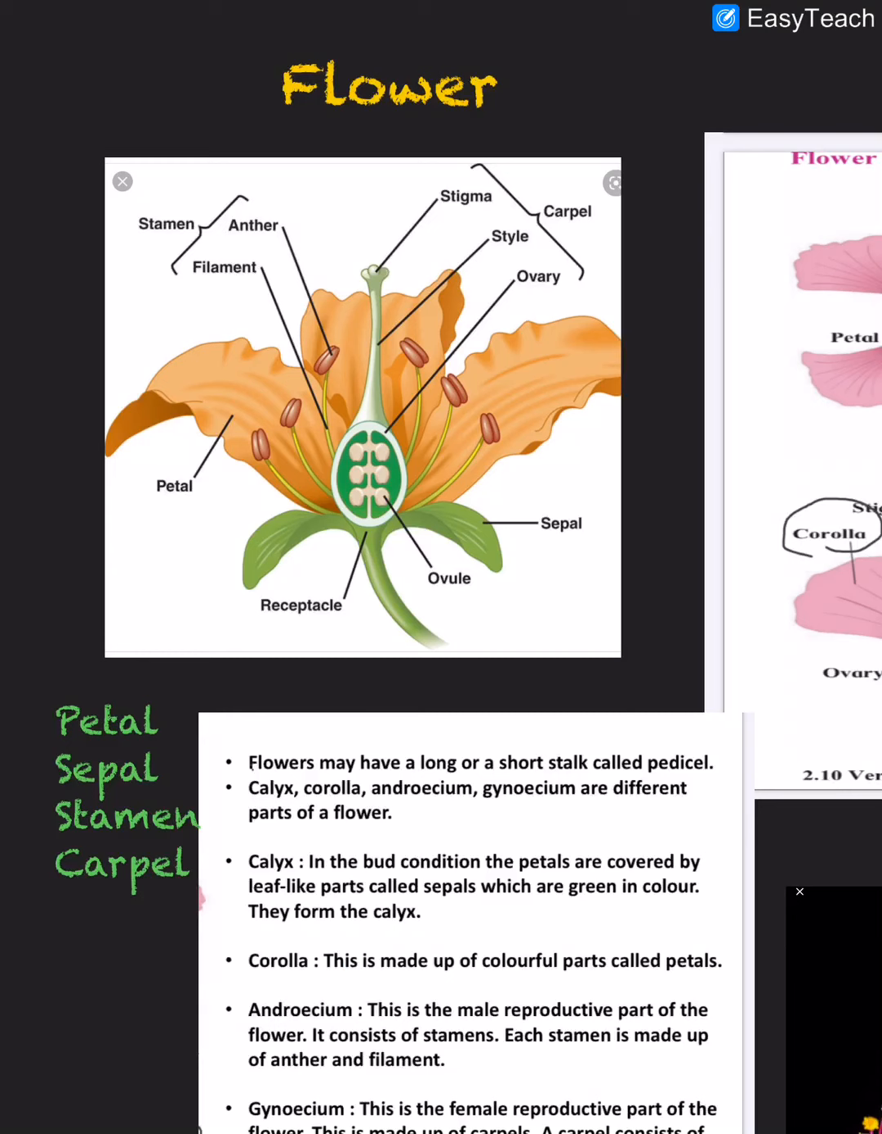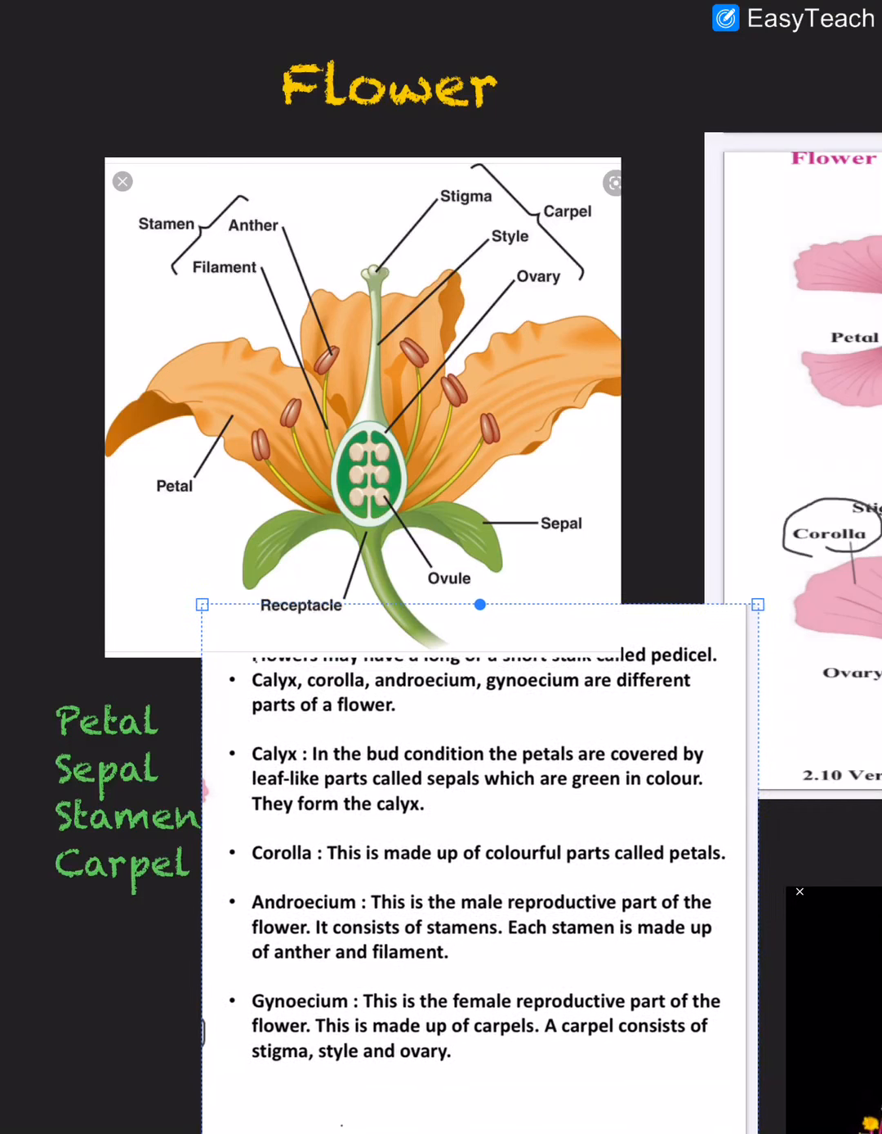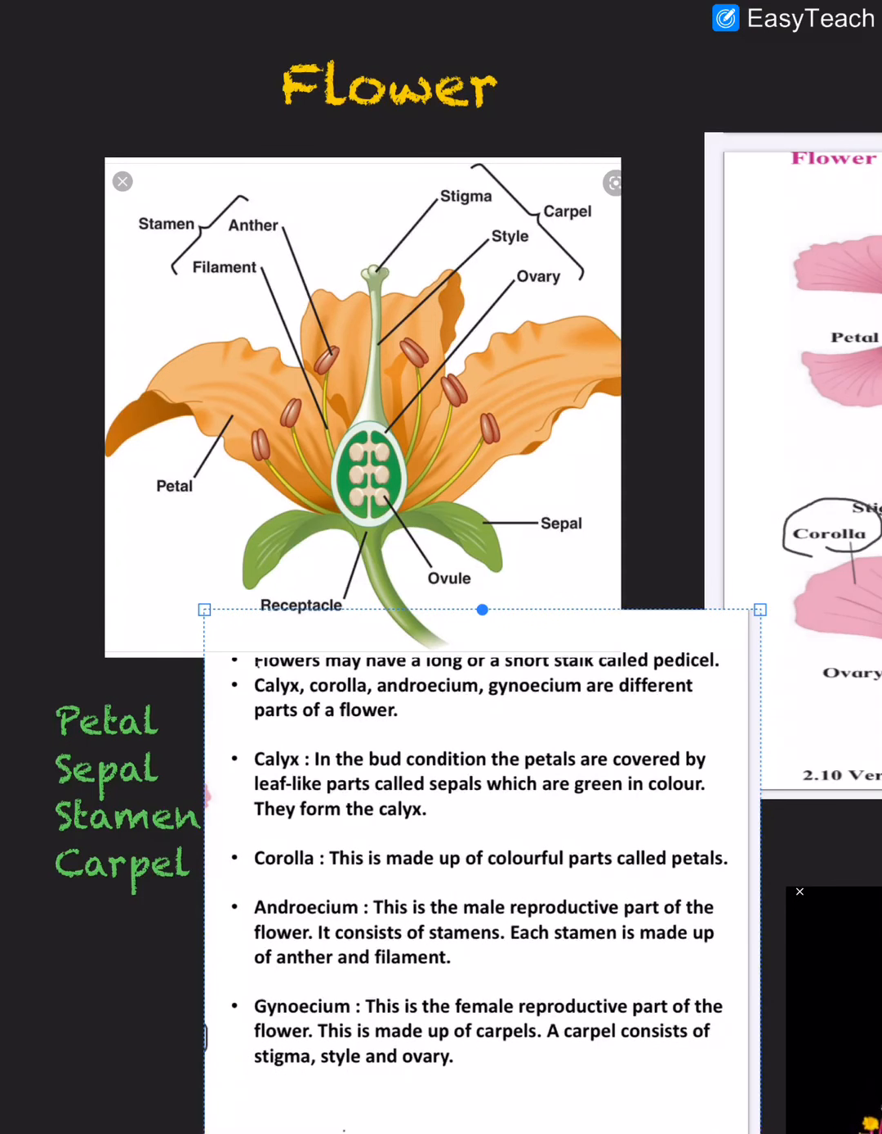Androecium: like in human beings, flowers have two types of reproductive parts, male and female. The male part is androecium and the female part is called the gynoecium. So androecium refers to the stamen, anther and filament. This is the male reproductive part of the flower. The carpel refers to the gynoecium. Gynoecium is the female reproductive part of a flower, made up of carpels.